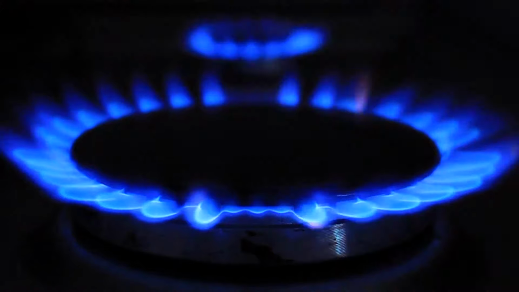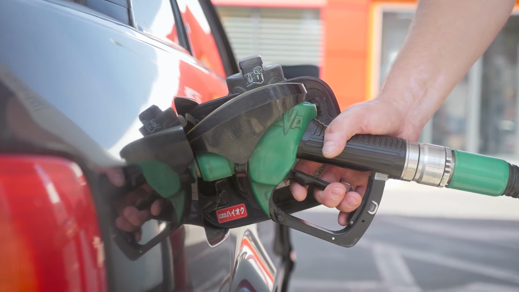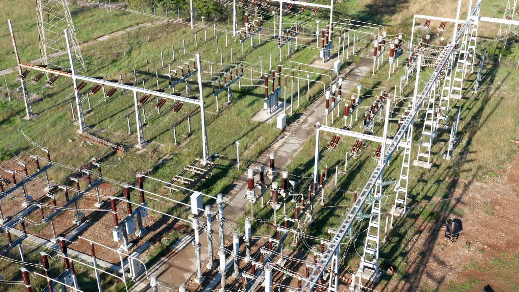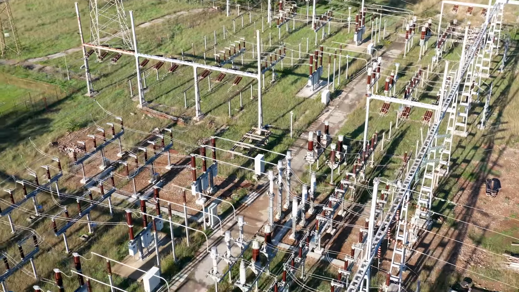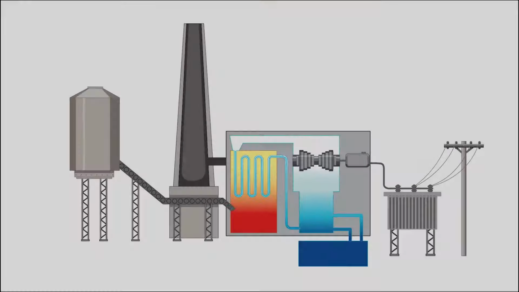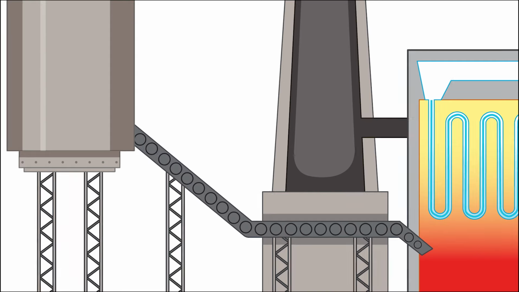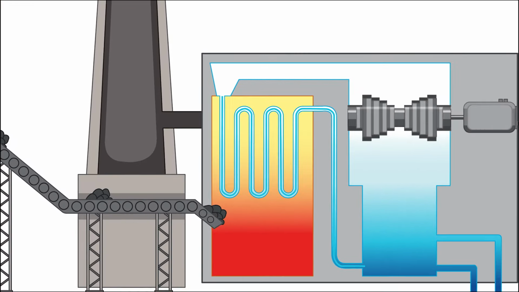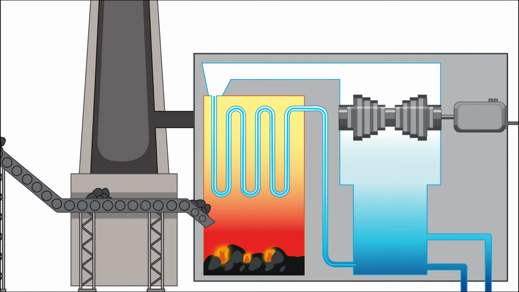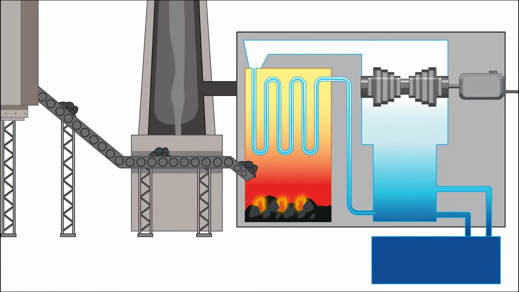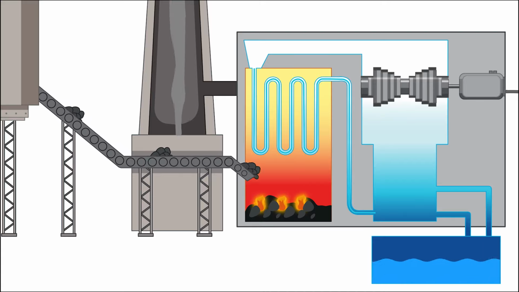Coal, natural gas, and petroleum are fossil fuels commonly used to produce electricity. In this process, the fuels are burned to transform the chemical energy in the fuel into heat energy. The heat energy is used to heat water and convert it to steam.